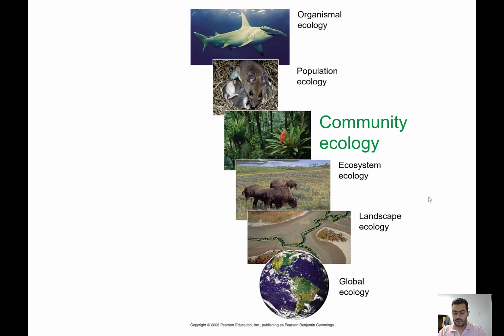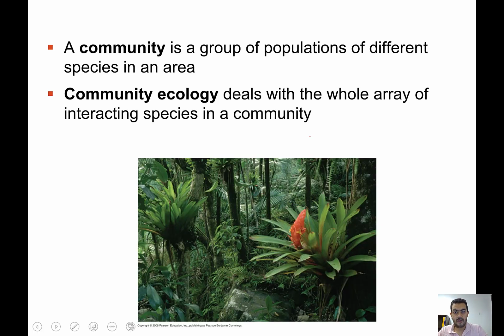Hello everyone. In this video we are going to continue our discussion and we will focus on community ecology. So a community is a group of populations of different species living in an area, and as we said before, the definition of an area is not well defined, so it's up to everyone who is studying a community to define what are the boundaries of their area.